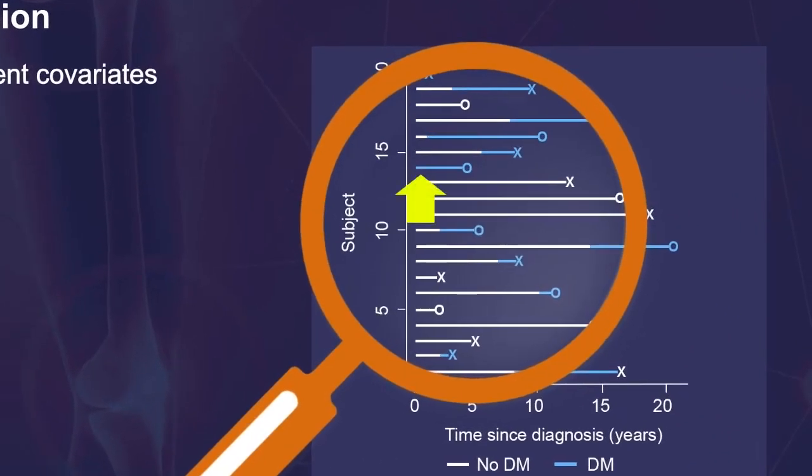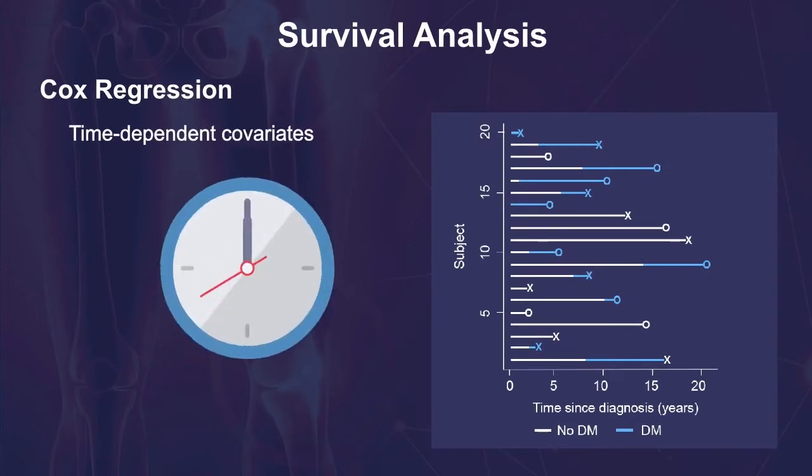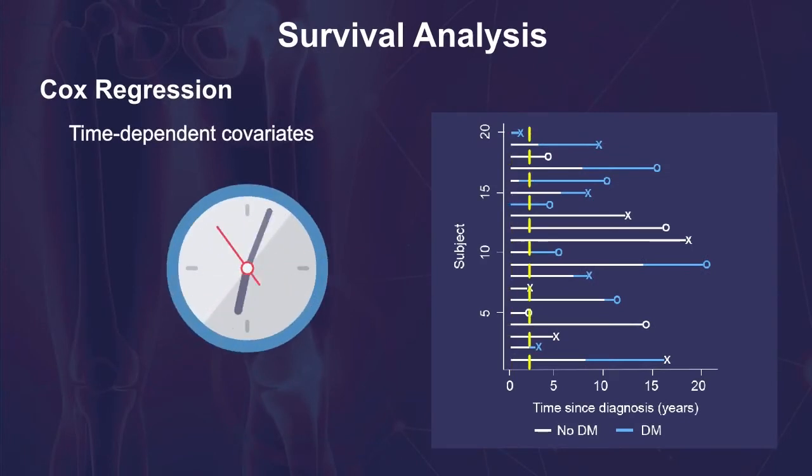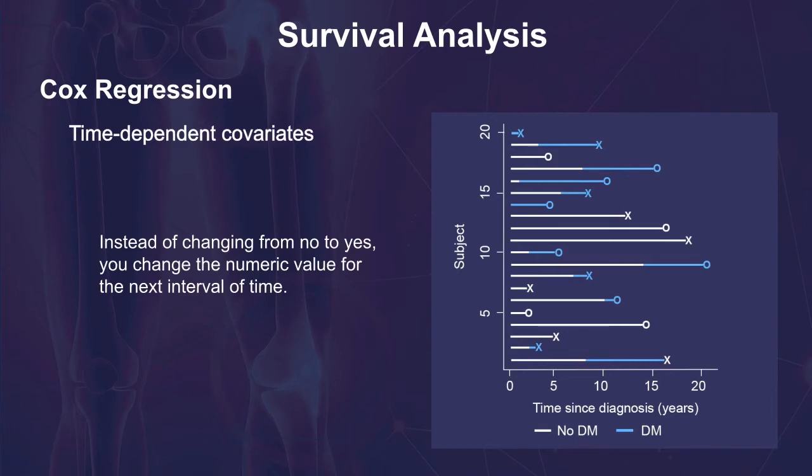So some of them are already blue at time 0 because they have diabetes before study inclusion, and others are white the whole time because they never developed diabetes. At each Cox model calculation, only the values of the covariates at the time point are used. For continuous time-dependent covariates like blood pressure, over time, you just change the value whenever there is a new measurement. Instead of changing from no to yes, you change the numeric value for the next interval of time.